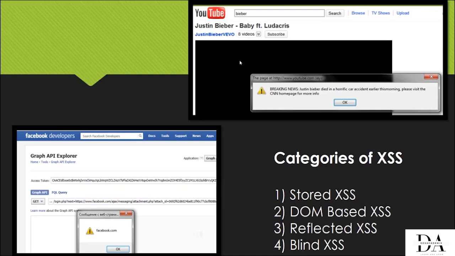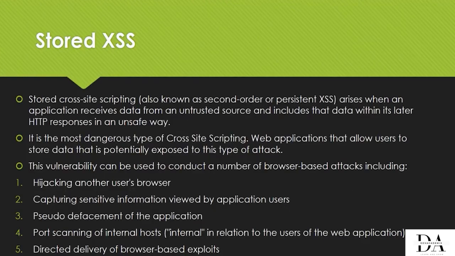Okay, there are basically four categories of XSS. First is stored XSS, then DOM-based XSS, reflected XSS, and blind XSS. What is stored XSS? Stored cross-site scripting, which is also known as persistent XSS or second-order XSS, arises when an application receives data from an untrusted source and includes that data within its later HTTP response in an unsafe way. It is the most dangerous type of cross-site scripting, where a web application allows users to store data that is potentially exposed to this type of attack.